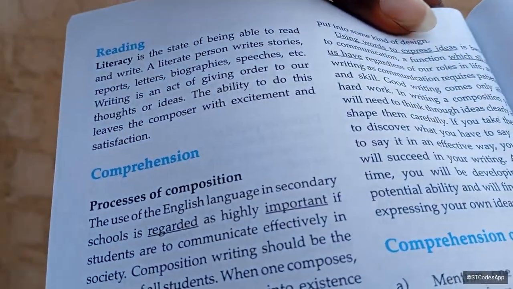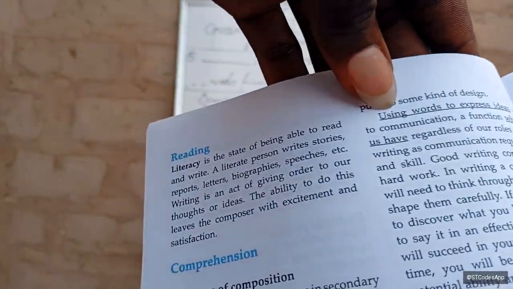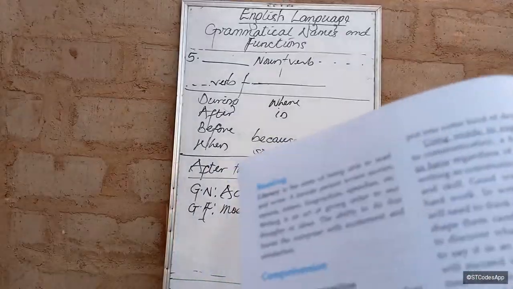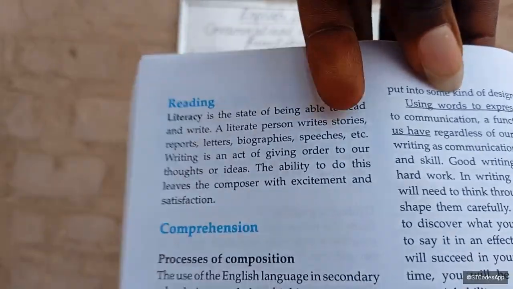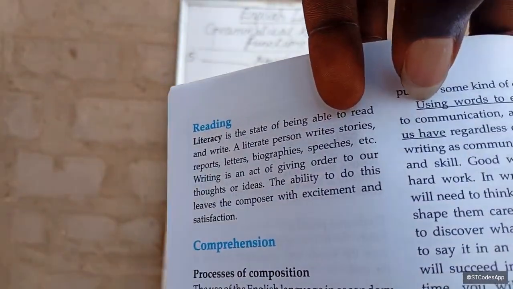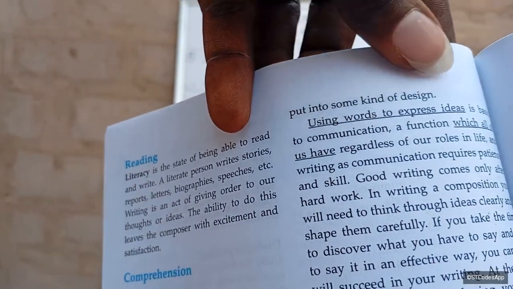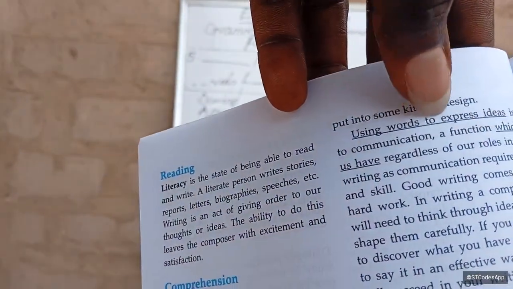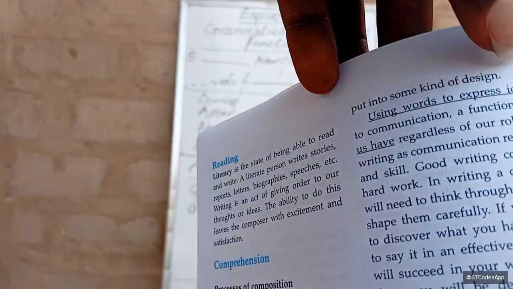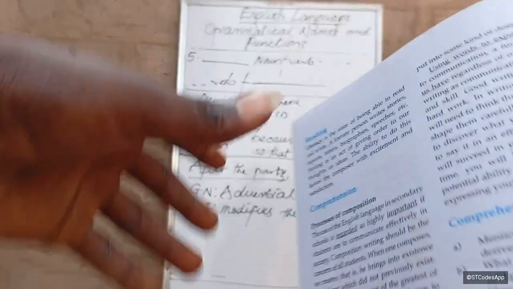Now, the word "using" there may confuse you, and you might think that "using" is a verb in this case. Actually, "using" here is a gerundive noun. So because of that, it's going to be a noun. So "using words to express ideas" is going to be a noun phrase, subject of the verb "is".